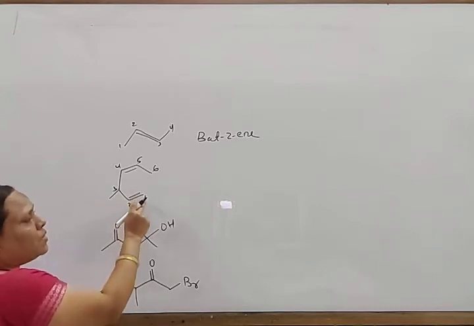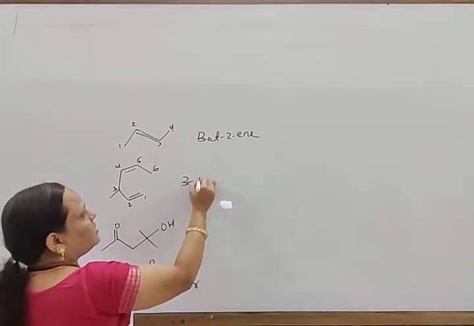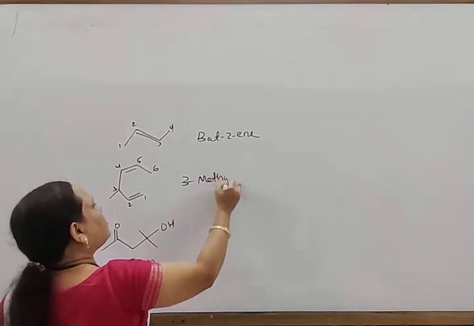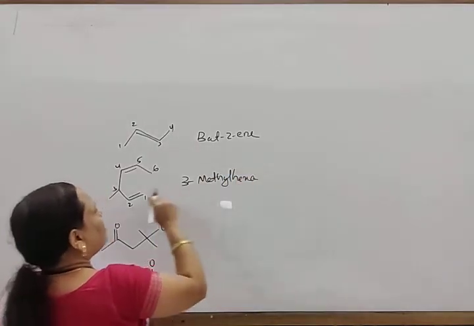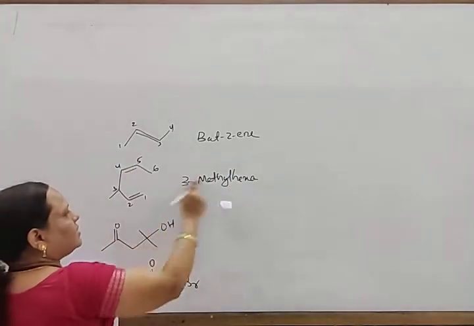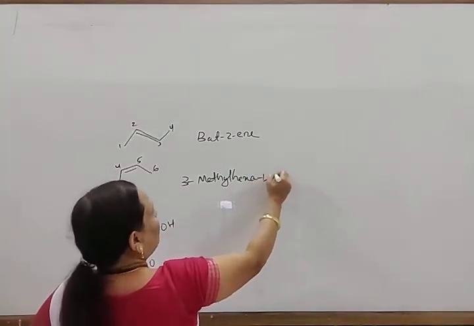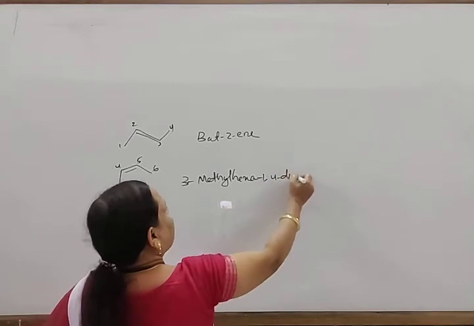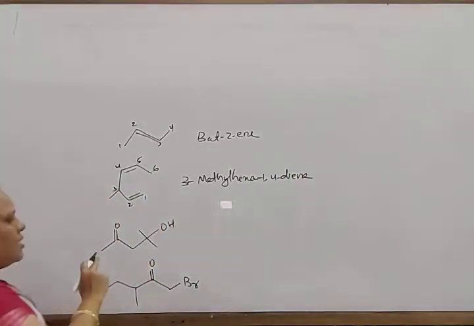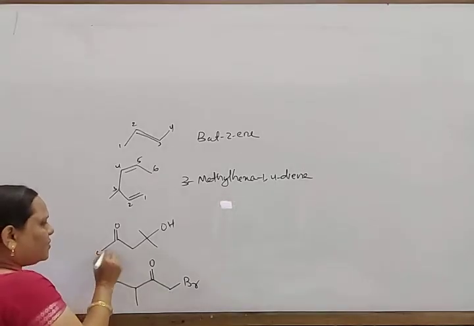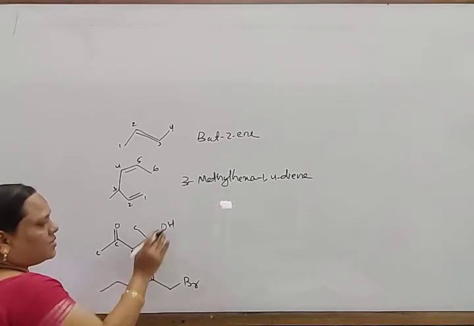What is the name of this compound then? At the 3 position a methyl is there. So this is 3-methylhexa. With 2 double bonds, an extra a is added: hexa-1,4-diene. Okay. Next come to here. So here how many carbons? So C, and 1 C is there.